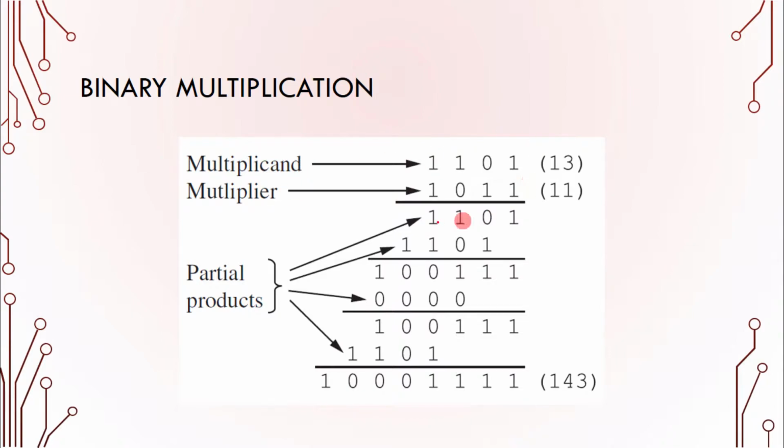Now if you multiply these two numbers, you will get 143 in decimal, and if you convert this 143 into binary, you will have this number, 10001111. This multiplication is simple. When you multiply 1 with 1101, you will have 1101. Similarly for this one, you have 1101, and here you have nothing, and this is the partial product, or this is just addition of these two numbers.